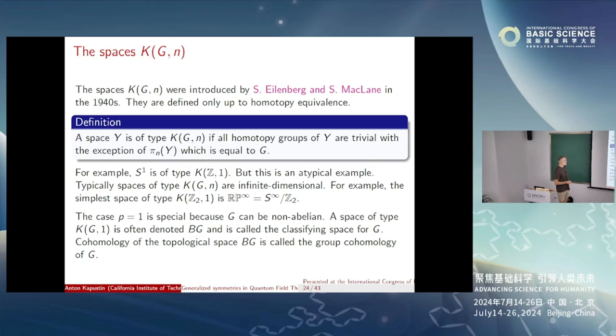What do these spaces look like? Here's a simple example. S1 is of type K(Z, 1), because its only homotopy group is the first one, and it's equal to Z. But typically spaces of some type K(G, n) are infinite dimensional. Say, if you look at K(Z mod 2, 1), an example of a space of this type is the infinite dimensional sphere divided by the antipodal map, the map which identifies opposite points in the sphere. The case P equals 1 is special because G actually can be non-abelian. In this case, this space is usually denoted BG, or the classifying space for G. And the cohomology of this space is called the group cohomology of G.